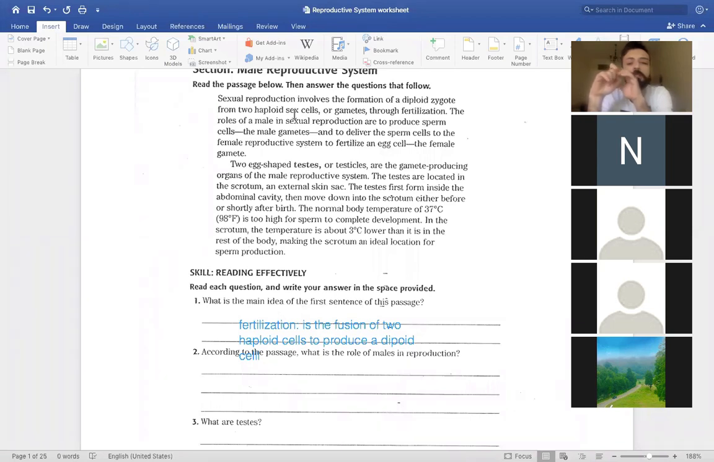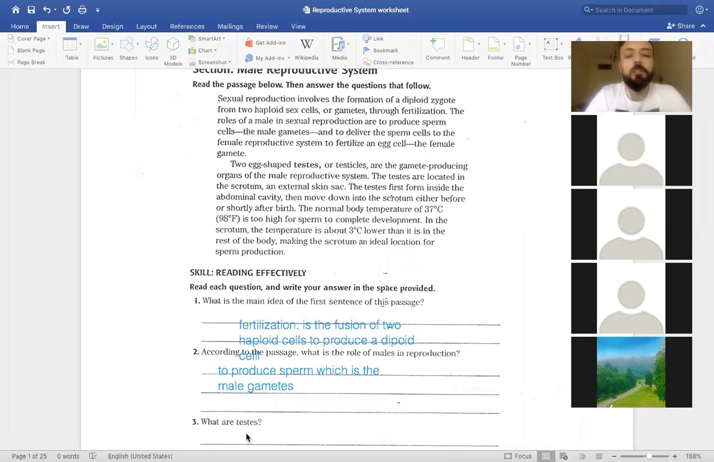What are the testes? The answers are in the paragraph. Can I answer, sir? Yes. Go ahead. It's two egg-shaped testes that are the gamete-producing organs of the male reproductive system. Very good. Type it down. I'm using my phone. Okay. Who's using a laptop? I can type it. Okay. Type it. Go ahead. There's no space. Yeah, scroll down.